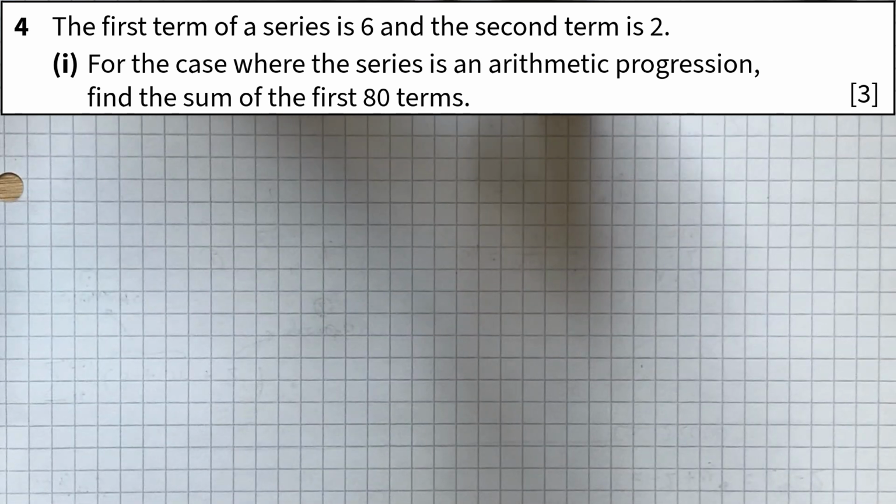If the first term of a series is 6 and the second term is 2, and if the series is an arithmetic progression, then let's find the sum of the first 80 terms.